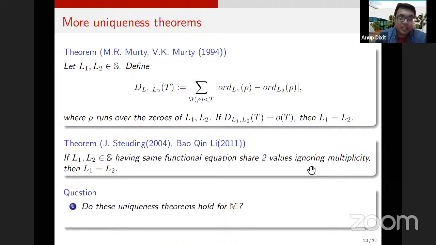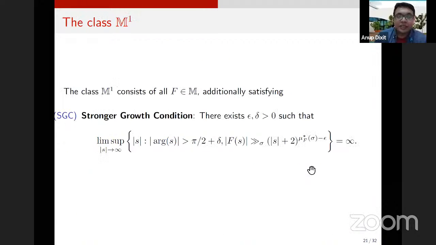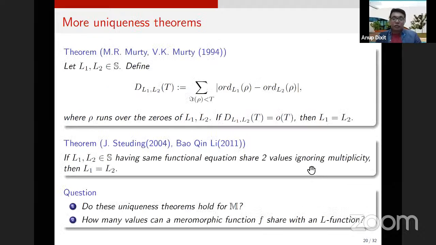The natural question is, can we prove similar theorems for M? And another aspect of the problem is, if you look at some random meromorphic function and an L function in M, how many values can they share? Towards this, we don't have this result for M, but we can prove it with some additional condition.